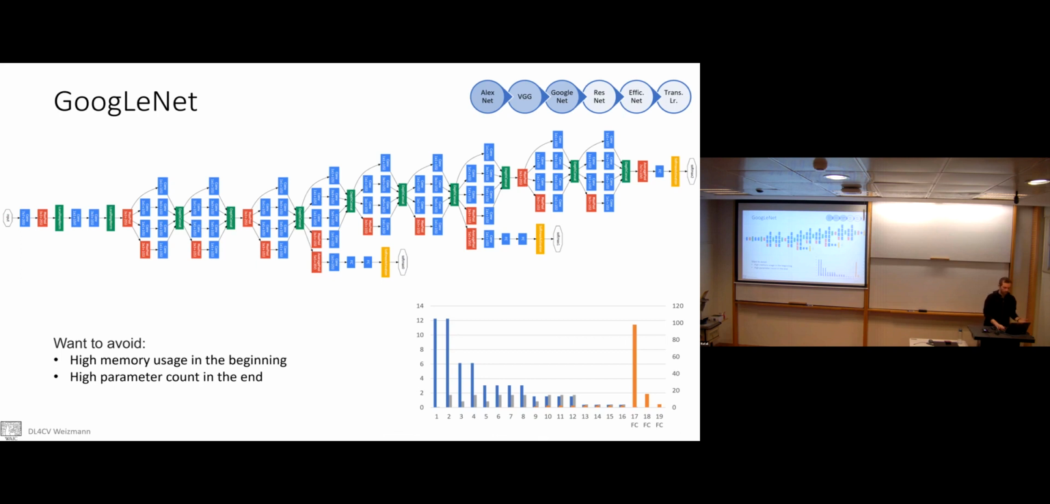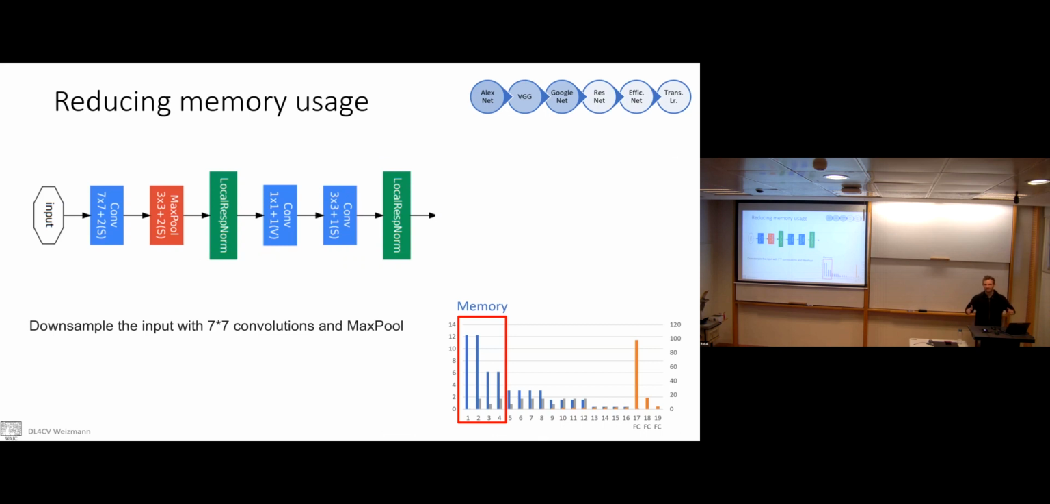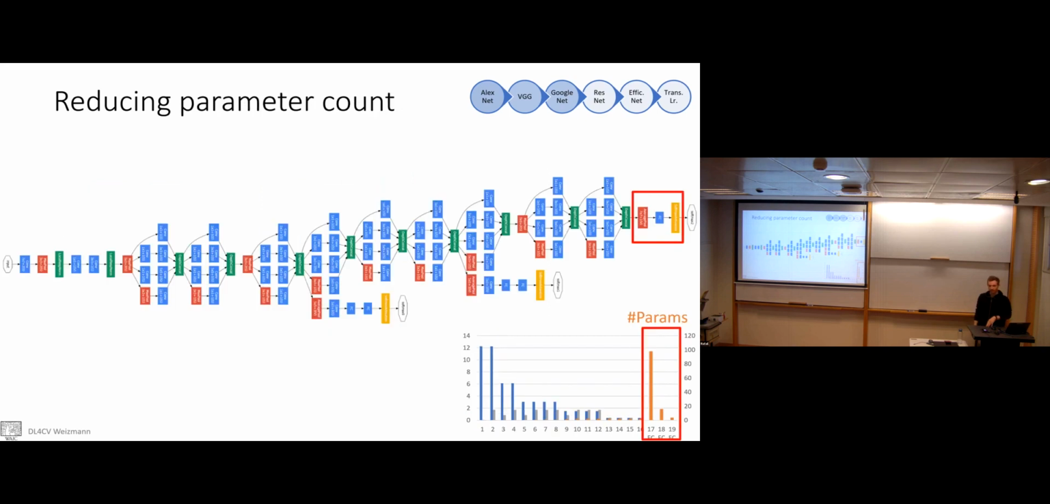So let's see how they did it for the beginning. Pretty simple. They just quickly reduced the spatial dimensions. The first convolutional layer was a 7x7 with a stride of 2, which quickly reduced the spatial dimensions, and they also applied max pooling just after that. So they discarded a lot of spatial information in the image, which helped them reduce the memory consumption, which is nice. This is not an ideal solution because you will probably lose some information in the image, but it worked for them.